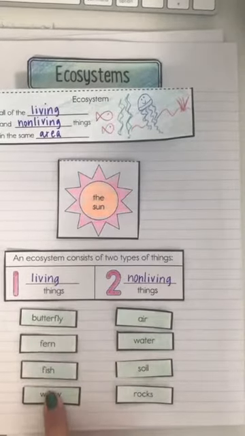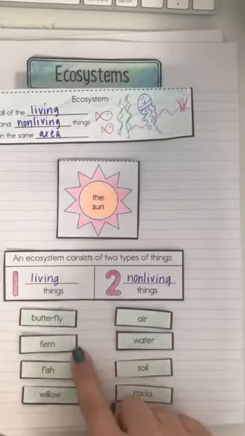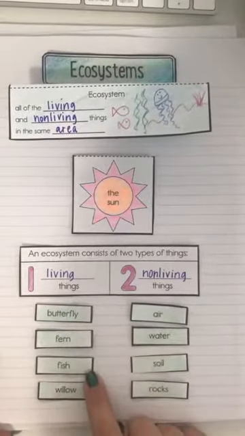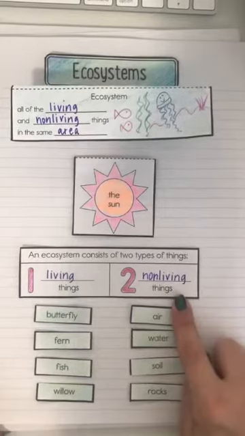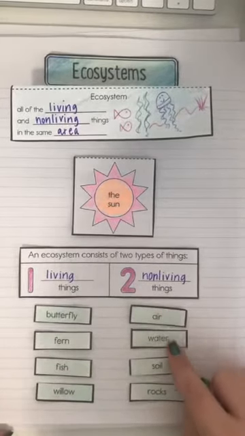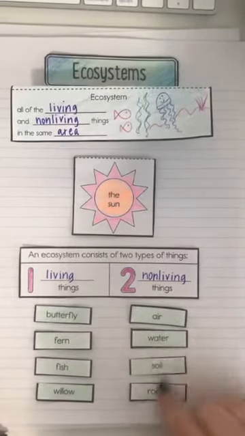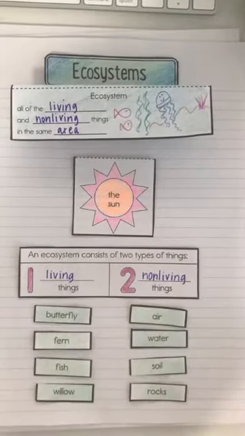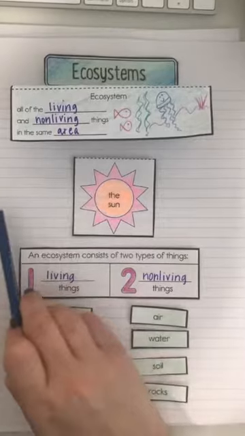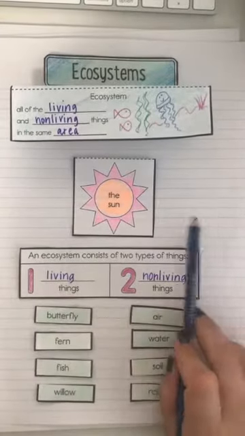Here are living things: butterfly, fern, which is a plant, fish, willow, which is a tree. And here we have our non-living things in our ecosystem, which are air, water, soil, rocks, and definitely the sun taking part. So we have here a little bit of space to the left and a little bit of space to the right.